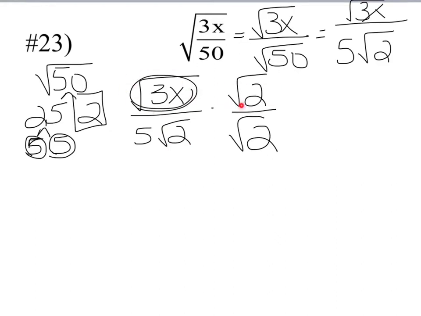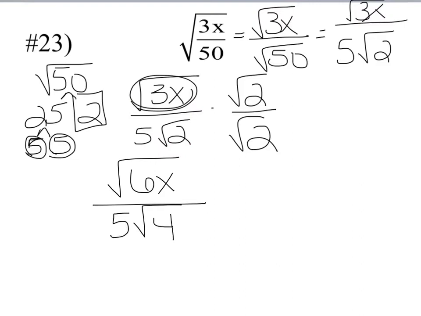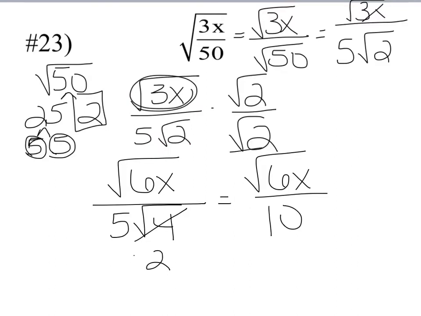So the square root of 3x times the square root of 2 is the square root of 6x over 5 times the square root of 4. Well, the square root of 4 is 2, so this becomes the square root of 6x over 5 times 2, which is just 10. So it's the square root of 6x over 10.